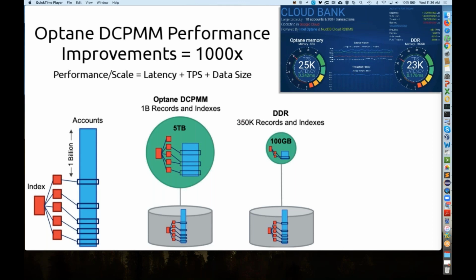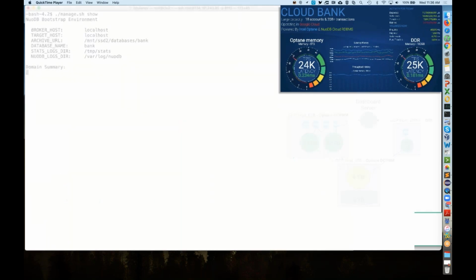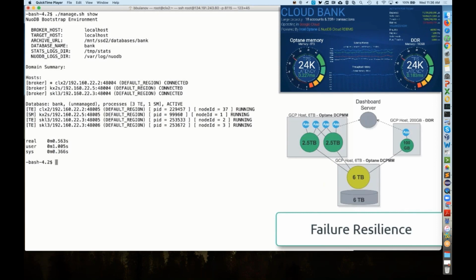If you can see the larger bubble here, which represents the Optane memory with a certain number of records in there, that service can support 1 billion records with indexes and all other underlying infrastructure. On the right side, where you have a smaller bubble, we can only support 300,000 customers, which is the difference. So the most important point is the same level of performance on much larger data sets.